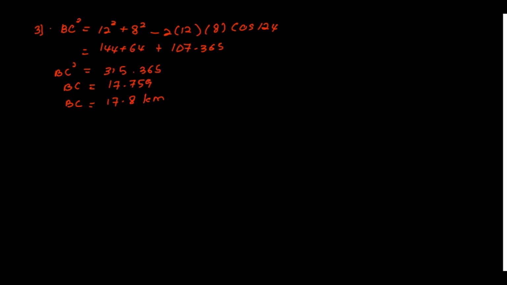Next for part B, you need to find AB. So using the sine rule, this is A, this is B. AB over sine 56 equals 8 over sine 38. So you will get AB equals 10.8 km.